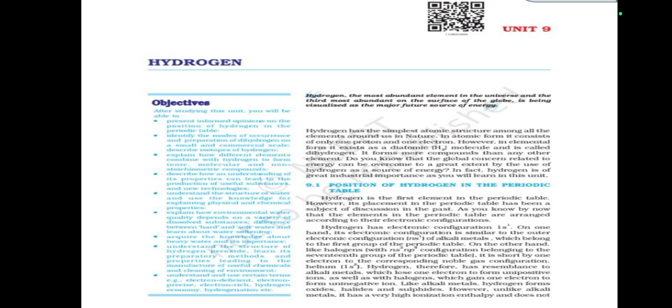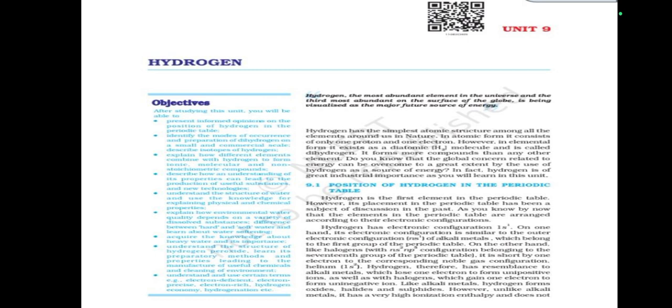Unit 9 is our Hydrogen. Hydrogen, the most abundant element in the universe and the third most abundant on the surface of the globe, is being visualized as the major future source of energy. Hydrogen has the simplest atomic structure among all the elements around us in nature. In atomic form, it consists of only one proton and one electron. However, in chemical form, it exists as a diatomic H2 molecule and is called dihydrogen. It forms more compounds than any other element.